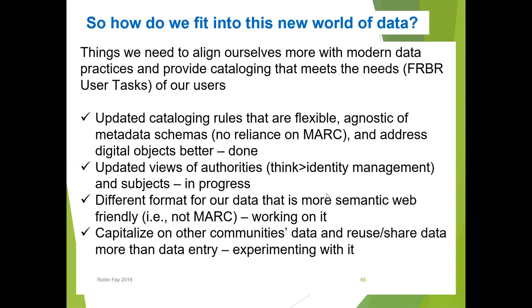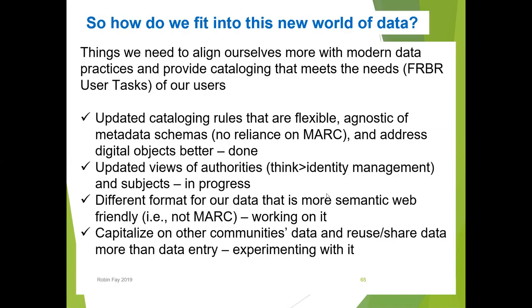So, how do we fit into this? Well, we are starting to align ourselves, or realign ourselves a little bit more, with modern data practices, and I think we're continuing down the path of providing cataloging that meets the needs of our users. So I think with the FRBR user tasks, we're going the next step. How do we help them have that serendipity of experience, that contextual experience where they can find other related things, or maybe they want to go find other things completely unrelated? How do we facilitate that?